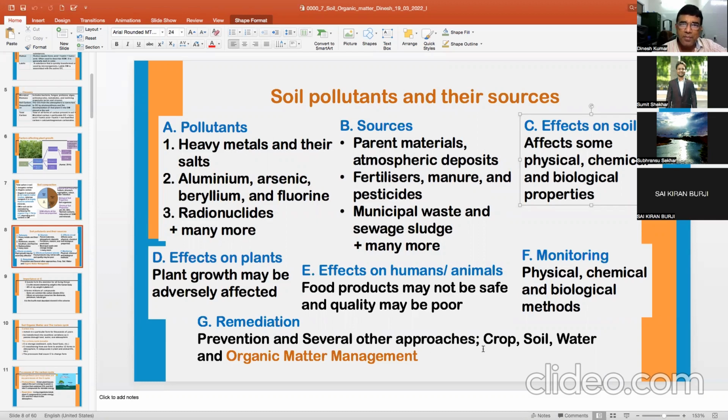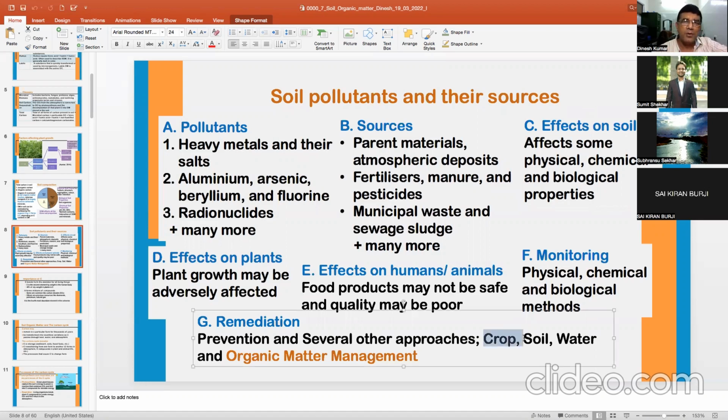Prevention can be done. Don't allow sewage sludge water. Don't allow polythene into your field. So don't allow polluted irrigation water. Such preventive measures can be taken. And then some ameliorative measures, some curative measures are taken, like crop, soil, water, and organic manure. So certain crops can be grown.